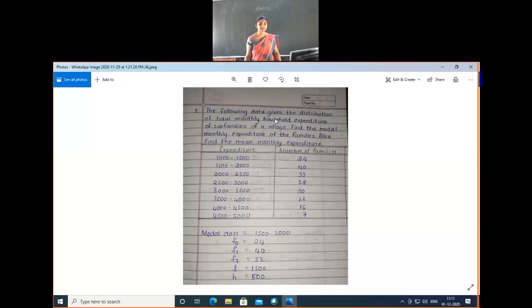The following data gives the distribution of total monthly household expenditure of 200 families of a village. Find the modal monthly expenditure of the families. Also, find the mean monthly expenditure. Here, we have to find both mode and mean. Expenditure is given in the form of 1000 to 1500 like that, then the number of families, that is the frequency column.